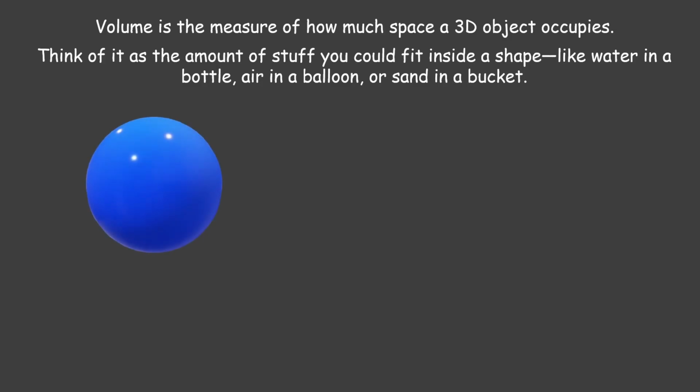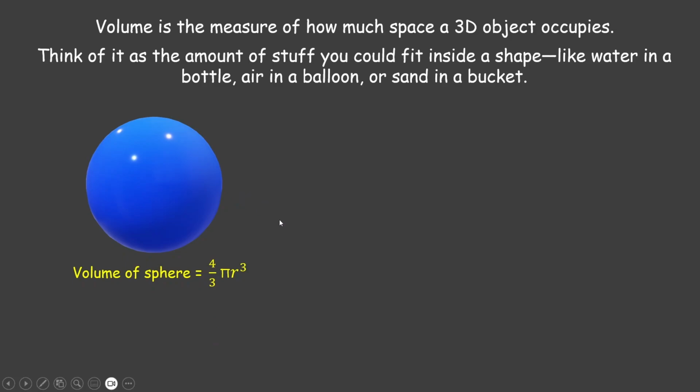Now this is a sphere. Its volume is how much space is there inside it. For example, if we want to fill it with water, how much water can it occupy? That will give its volume, which is given by 4 by 3 pi r cube, where r is the radius of the sphere.